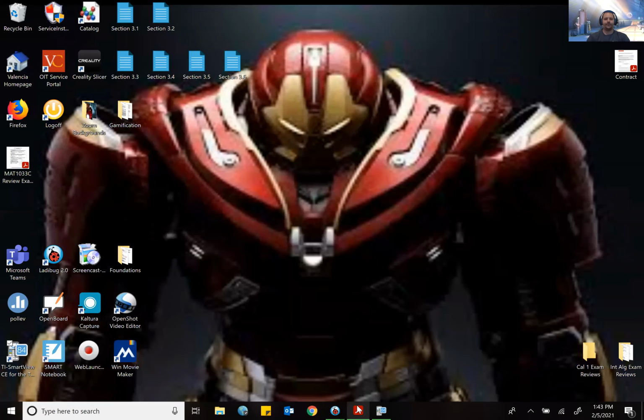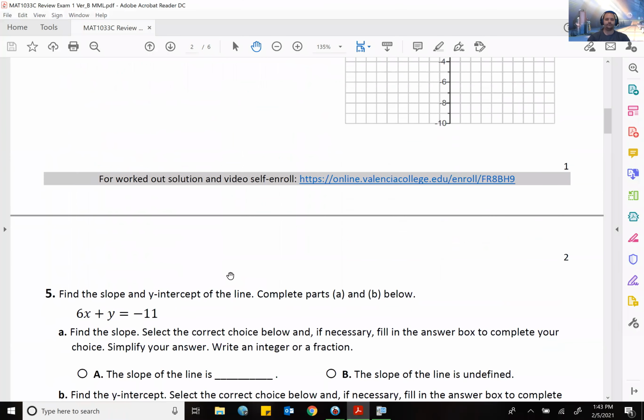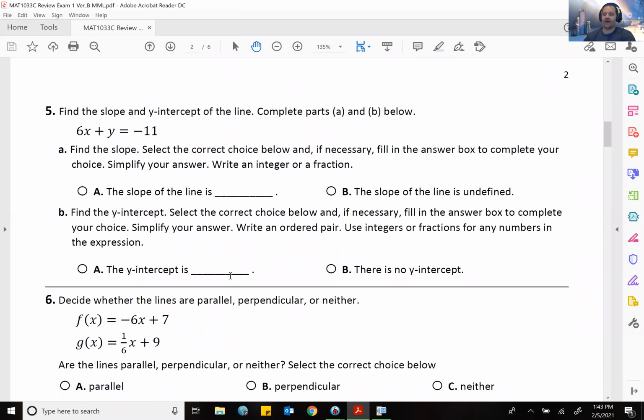All right, jumping back, let's talk about number 5 now. So number 5, it wants you to find the slope and the y-intercept.